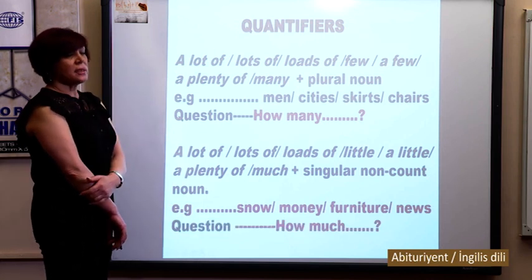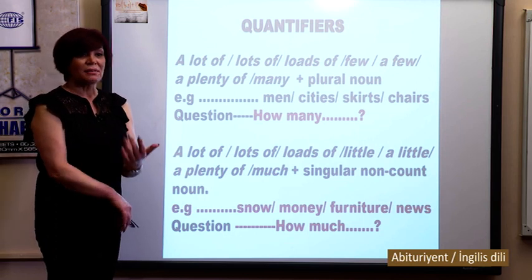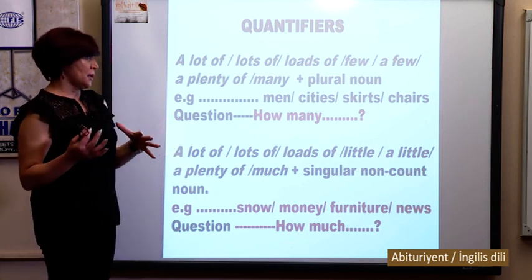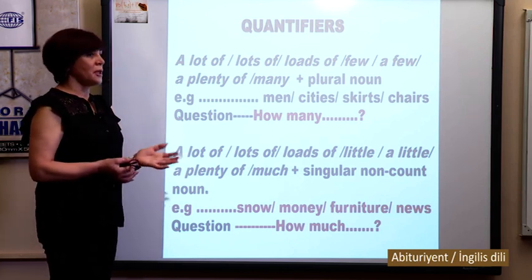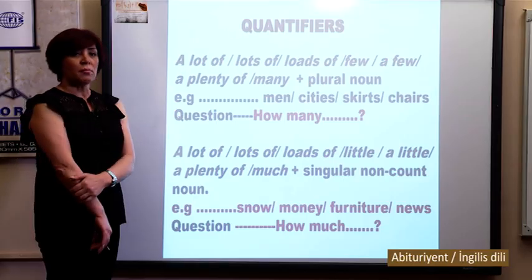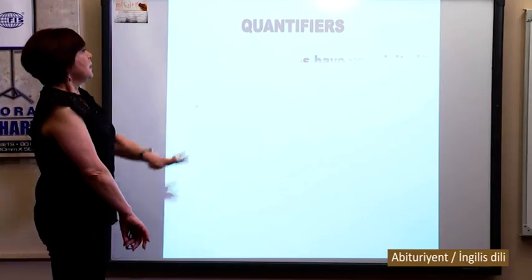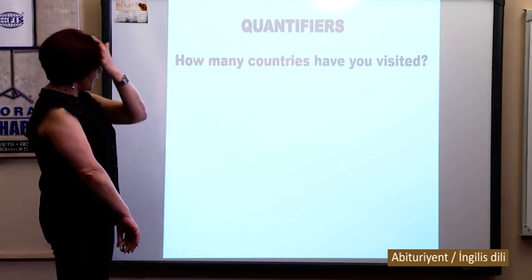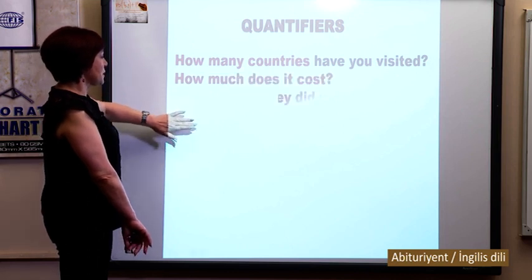Or there is much snow. There is a lot of snow, but there are a lot of gardens, there are a lot of trees, then there is much or a plenty of furniture in the room, but there are a lot of chairs in the room. Then next one is about the question. We have already spoken about it. Now let us see all the questions here.